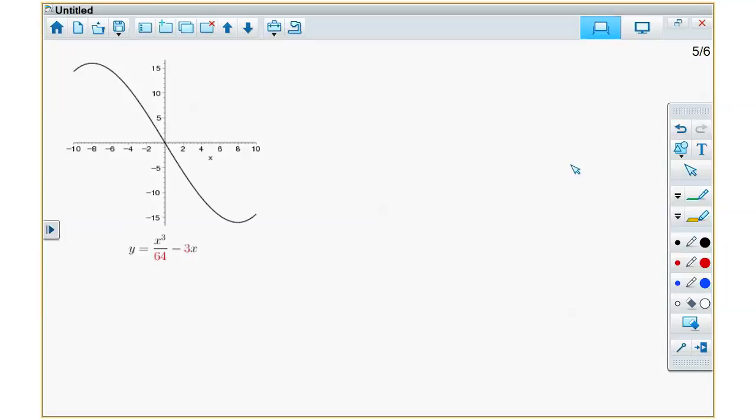Write that as 1/64 x cubed, because you can pull the constant out. Just a thought.